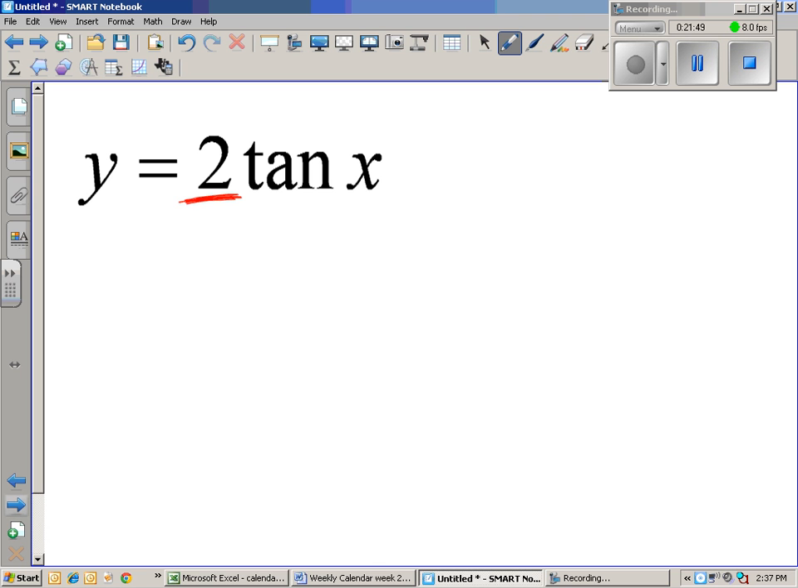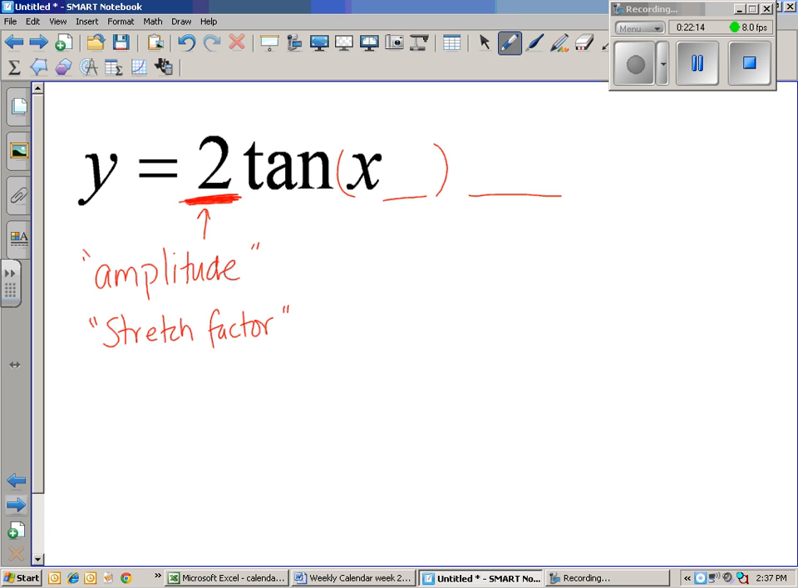We called it amplitude. I called it the stretch factor. But that means my y values that used to be at 1 are now going to be at 2. Say it, 2. Okay, now they're at 2. Is there any vertical or horizontal shift here? No. Okay, good.